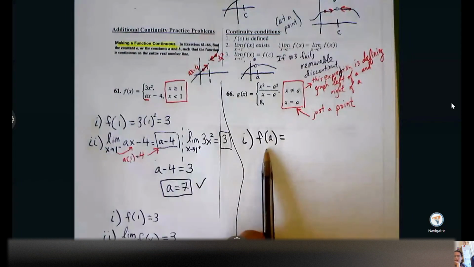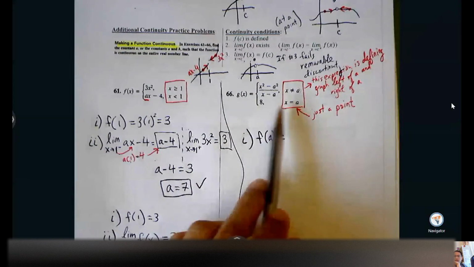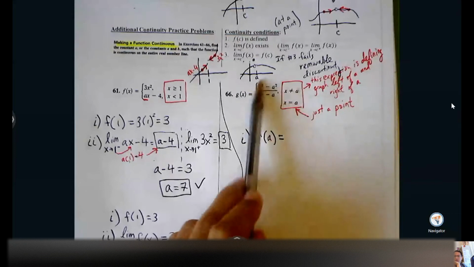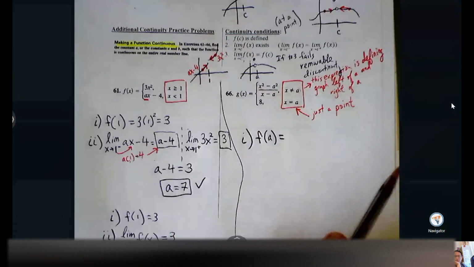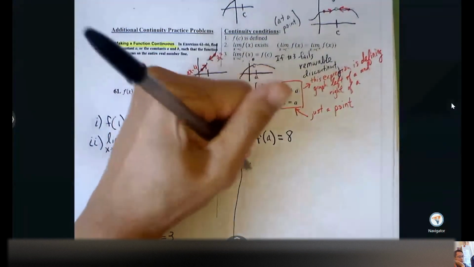So where's f of a defined? What's f of a equal to? 8. Right? It's not defined at a by this one, so we don't use this one. We use the bottom one because that's what the restriction tells us. Okay, this is as far as we can go.